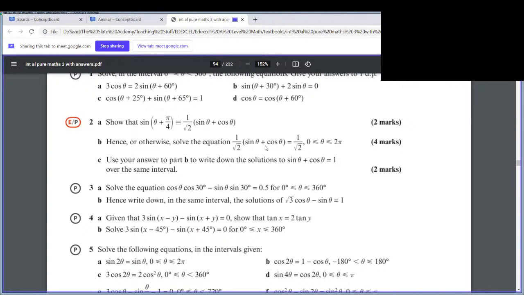1 by root 2 will be equal to sine theta plus pi by 4. Then you find for different values of theta. Sine theta 0 is 0, so the first value of theta is pi by 4. Then you can give it different intervals. Can you write it?